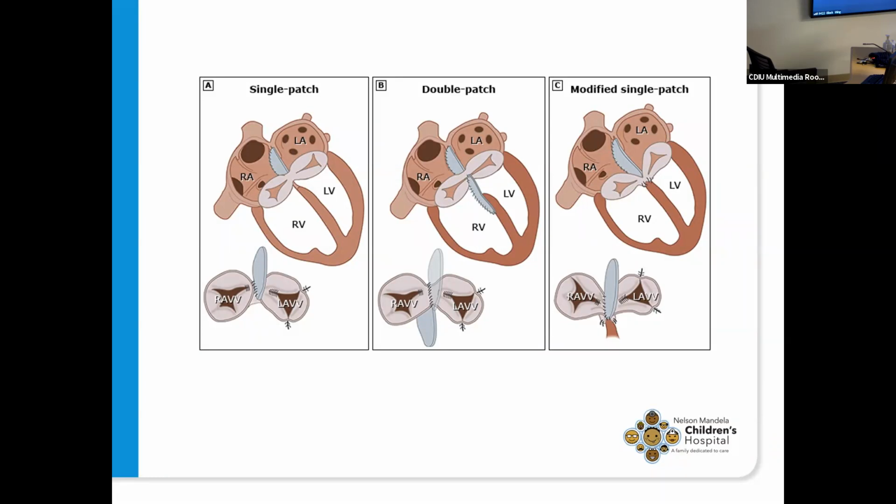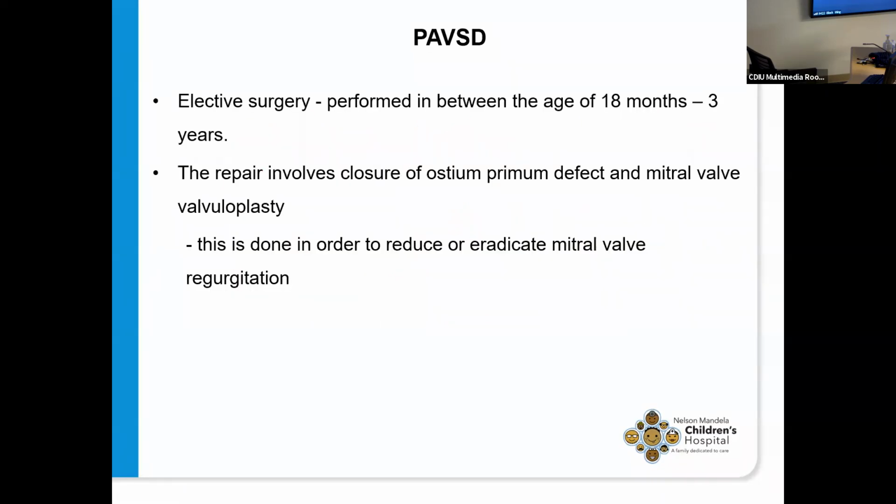heart. And then with the partial AVSD, it's an elective surgery which is performed between the ages of 18 months and 3 years. The repair involves closure of the ostium primum defect and a mitral valve valvuloplasty, which is done in order to reduce or eradicate the mitral valve regurgitation.